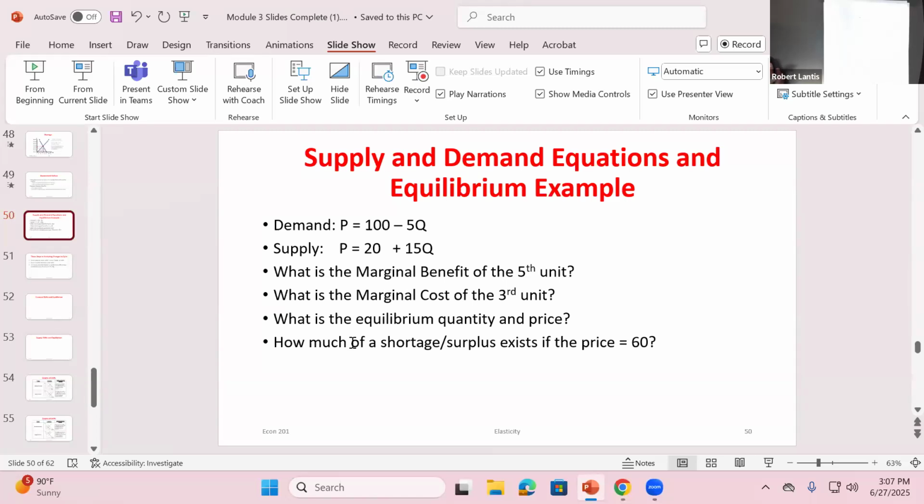So I've got a couple questions here, and we'll save this shortage one for Monday. But what if I have this supply and demand equation? So I've got my demand equation is 100 minus 5Q. My supply equation was what? 20 plus 15Q. And I want to know what's the marginal benefit of the fifth unit, the marginal cost of the third, and what's the equilibrium price and quantity. Okay.